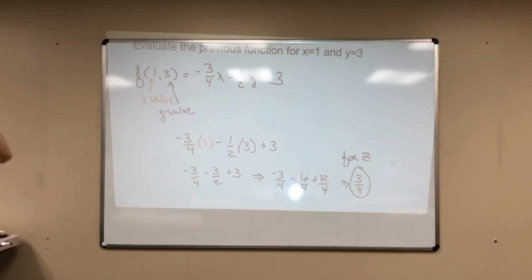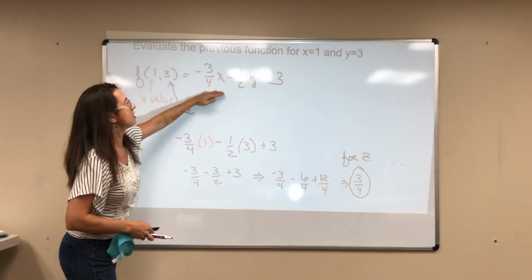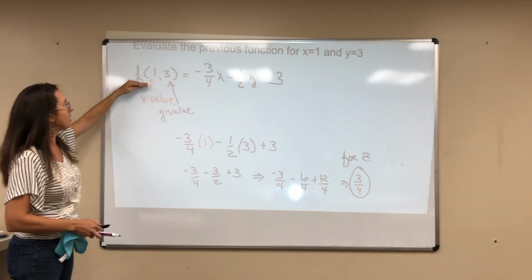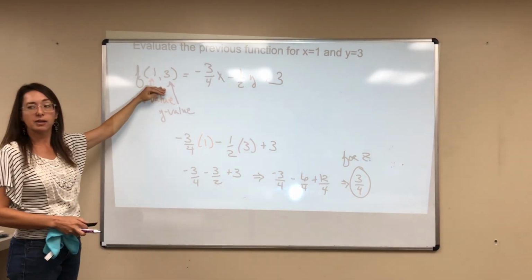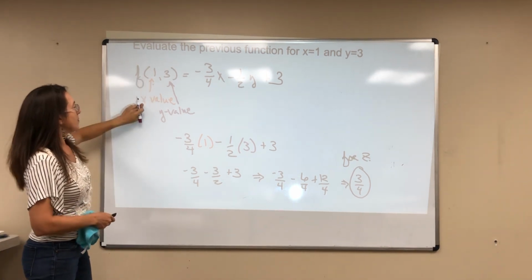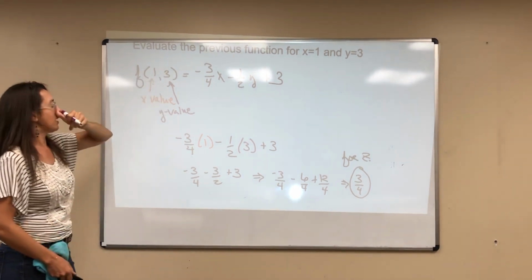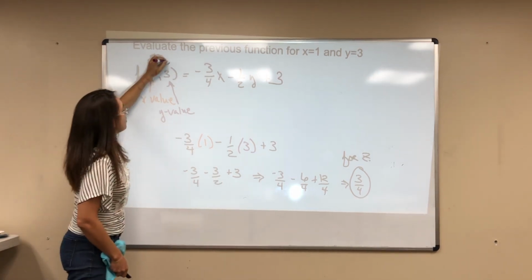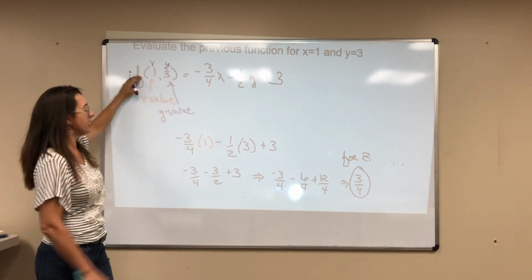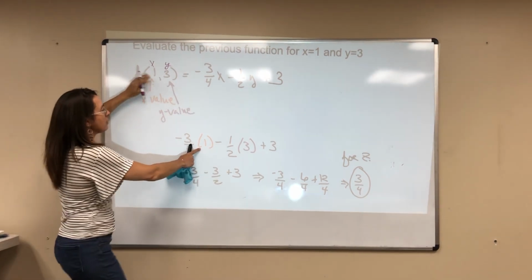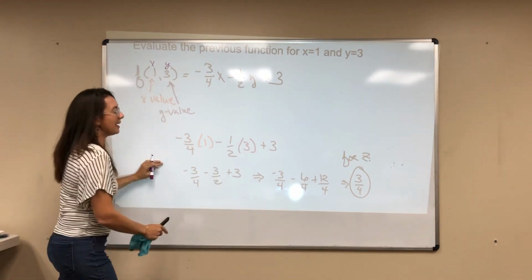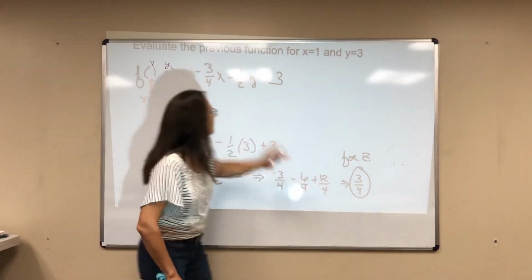If we were going to evaluate the function we just had, the same equation from the last slide, we're going to evaluate f of 1, 3. What does that mean? Plug in x equals 1 and y equals 3. Everywhere I see x in my equation, I'm going to place 1, and everywhere I see y, I'm going to put 3. Then I solve it and I get 3/4.